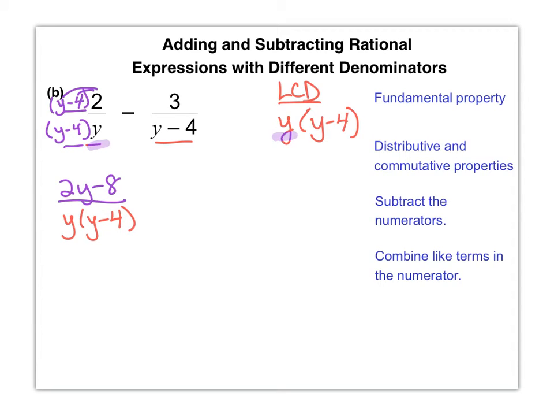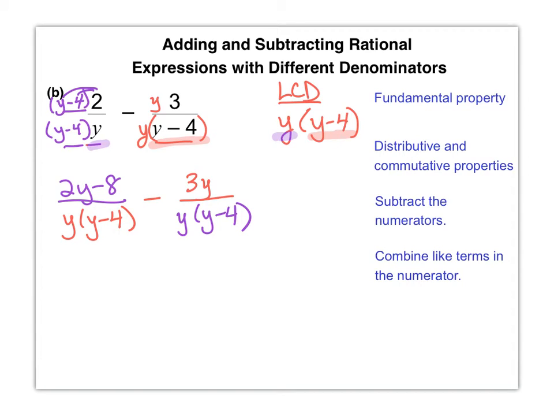Now let's look at what's missing from the second denominator. We already have the y minus 4, so the missing part is that factor of y. We're going to multiply the second denominator by y, but if we multiply the denominator by y, we must also multiply the numerator. So that will give us minus 3y in the numerator over that common denominator of y times y minus 4.